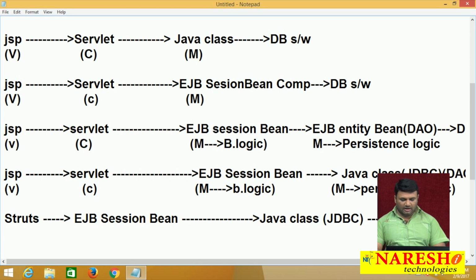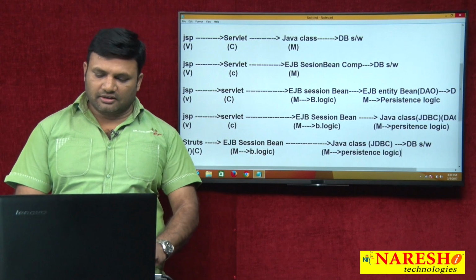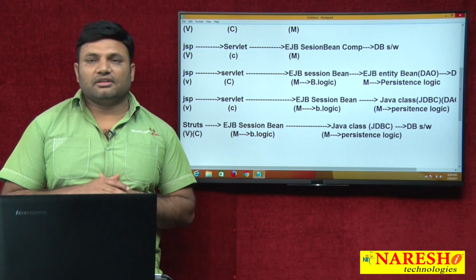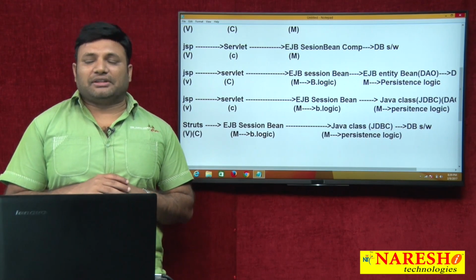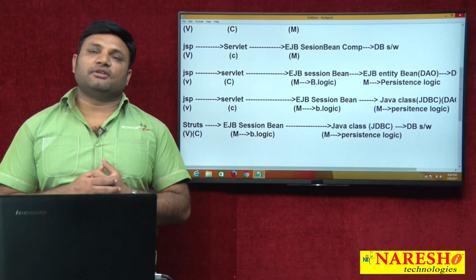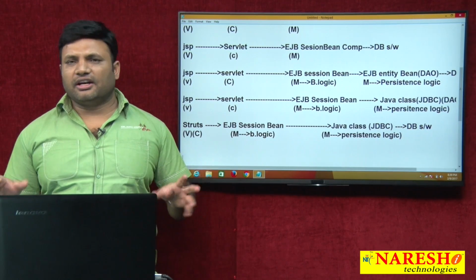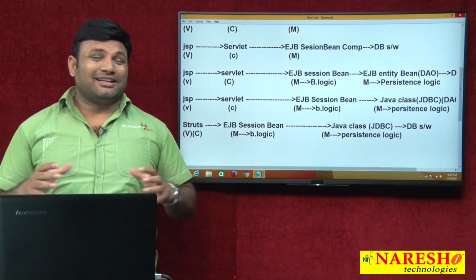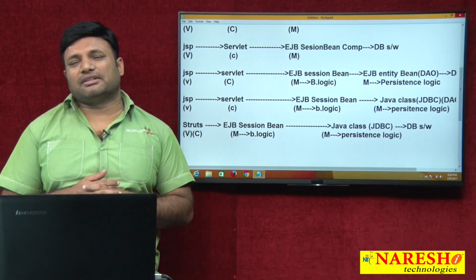Here is my view, here is my controller. Here is my model having business logic. Here is another model having persistence logic. So this is the combination that went well for few days. But the problem with JDBC based persistence logic is it will interact with the database software, but it does not support OR mapping persistence logic. That means it is not there as OR mapping persistence logic.